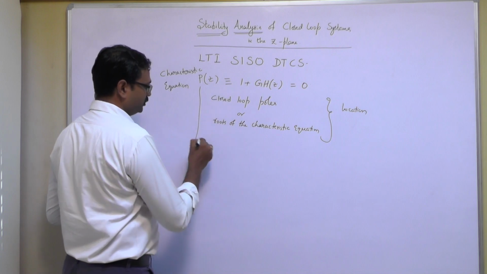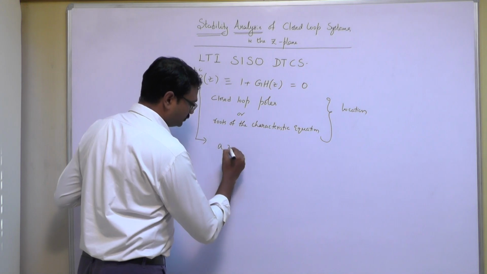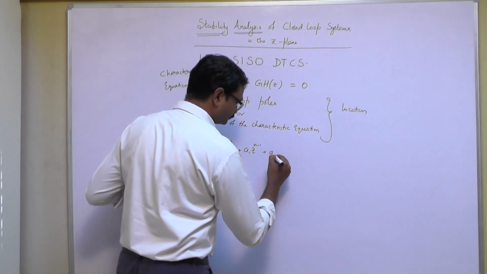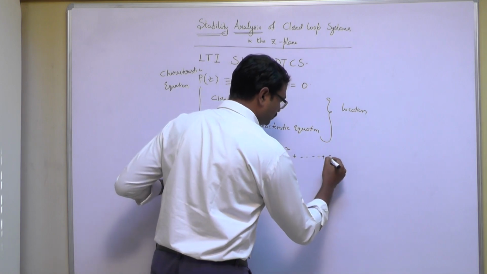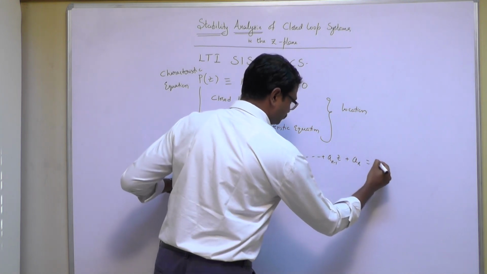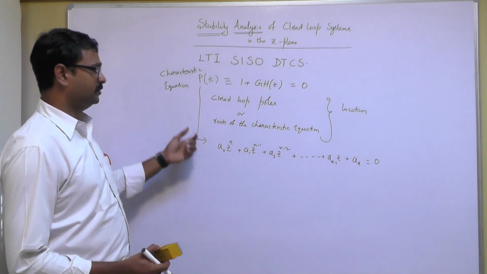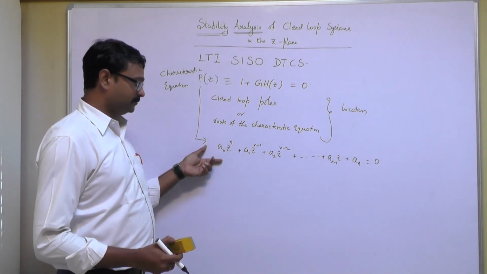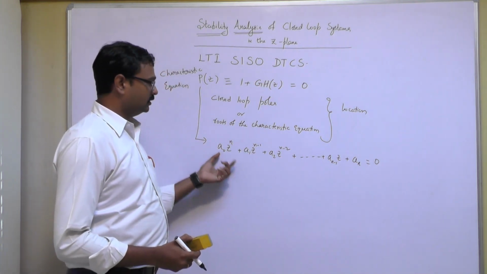Now this characteristic equation P of Z, you can write as a polynomial in Z: A0 Z power n plus A1 Z power n minus 1 plus A2 Z power n minus 2, plus so on, plus an minus 1 Z plus an, which is equal to 0. So the characteristic equation can be considered in this form. It is a polynomial in Z, and you can get the roots of this equation.